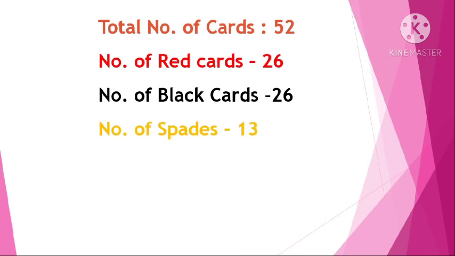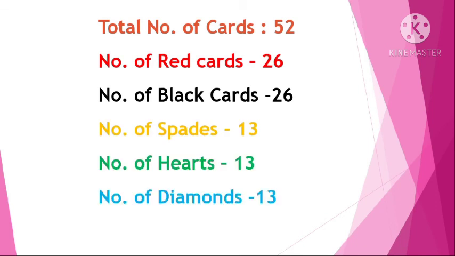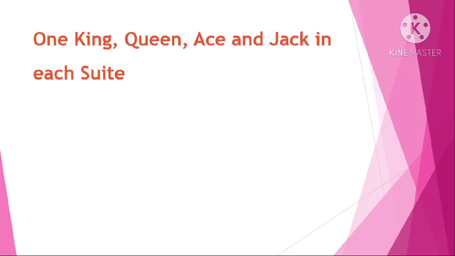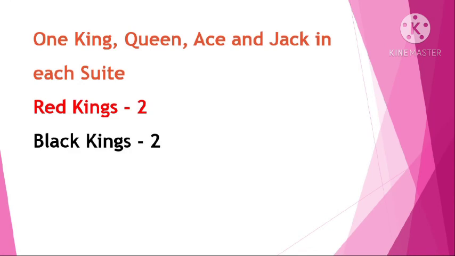The number of spades is 13, hearts is 13, diamonds is 13, and clubs is 13. Each suit contains 1 king, queen, ace and jack. So there will be 4 kings, 4 queens, 4 aces and 4 jacks. Red kings are 2. How? Because in the heart suit and diamond suit the kings are in red color, so red kings are 2. Black kings 2, total 4 kings. Same for queen, ace and jack also.